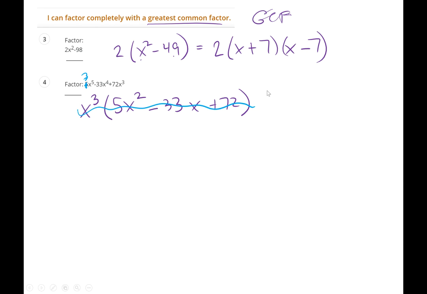So if I've got 3, my greatest common factor would be 3x cubed, which would mean I would be left with x squared minus 11x plus 24.